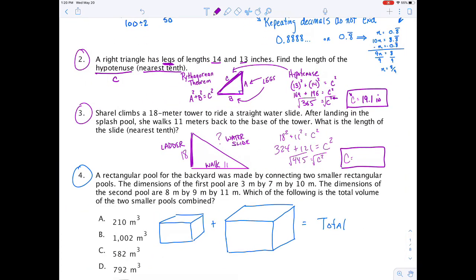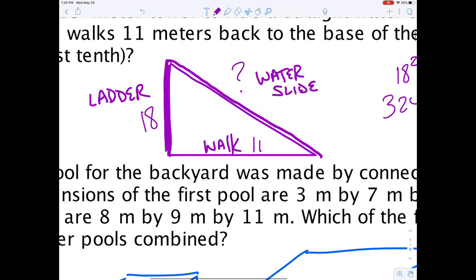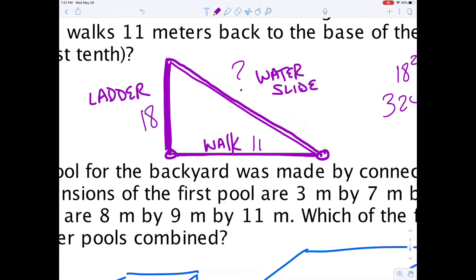Next question, basically the same concept. It's a slightly different style word problem. These are sometimes a little bit weird because you have to interpret them a certain way. This person, Cheryl, climbs a ladder that is 18 meters tall. She wants to ride a slide back down to the ground. It doesn't tell us how long the slide is. That's why there's a question mark there. And then she has to walk from where she lands back to the beginning of the climb. So the walk back, they tell us, is 11 meters. Ultimately, they want to know how long is the water slide.